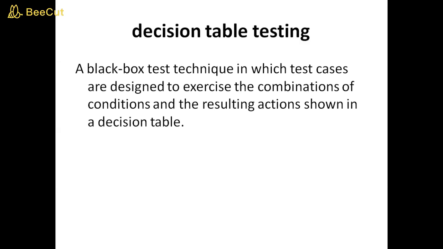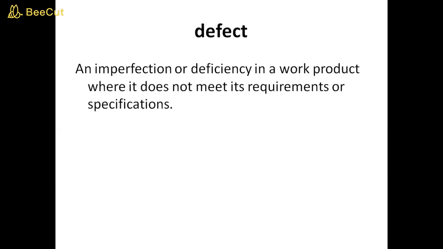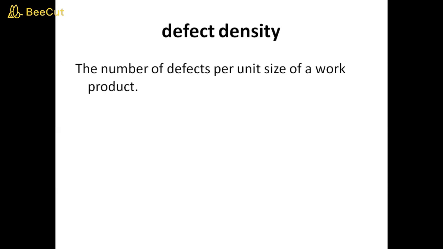Decision table testing. The black box test technique in which test cases are designed to exercise the combinations of conditions and the resulting actions shown in a decision table. Decision testing. A white box test technique in which test cases are designed to execute decision outcomes. Defect. An imperfection or deficiency in a work product where it does not meet its requirements or specifications. Defect density. The number of defects per unit size of the work product.